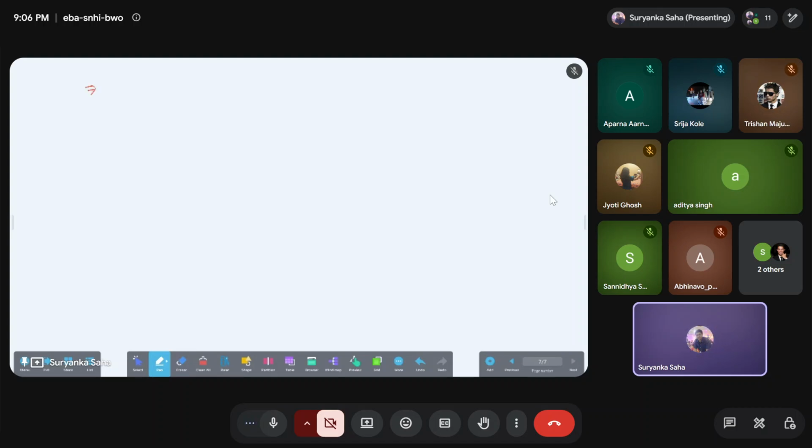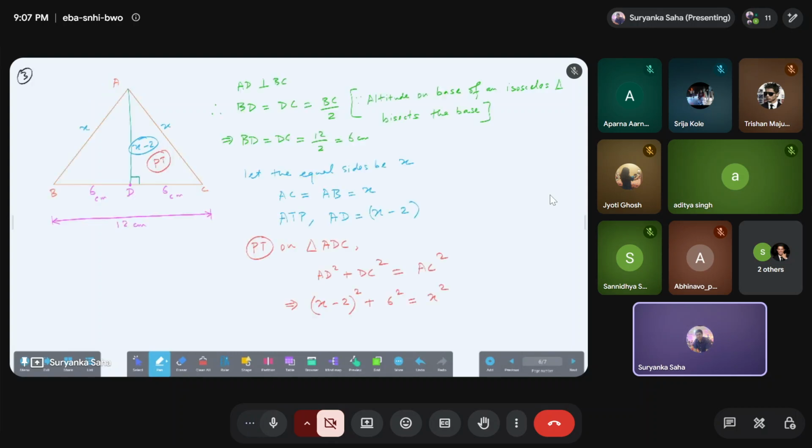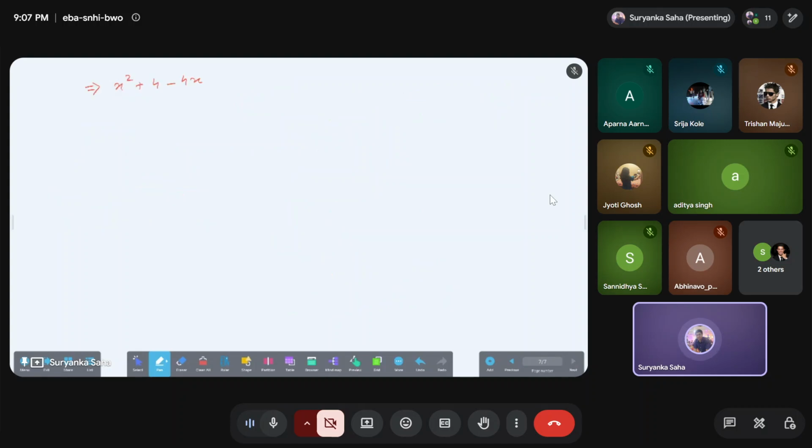So it is x square plus b square, that means 2 square is 4, minus 2ab, 2 into x into 2, that means 4x, and plus 6 square, that means 36, equal to x square. Okay, so x square will get cancelled out. You bring everything to the left side, x square to the left side and numbers to the right side.